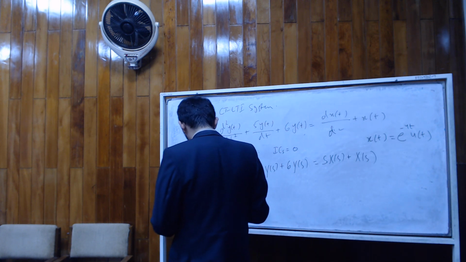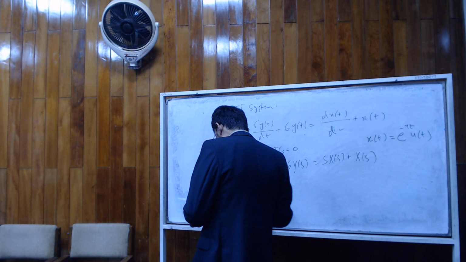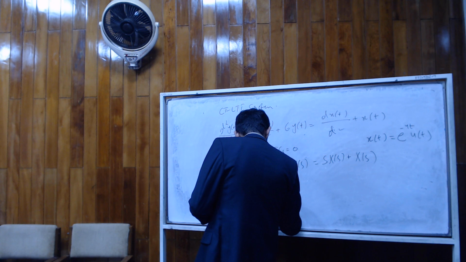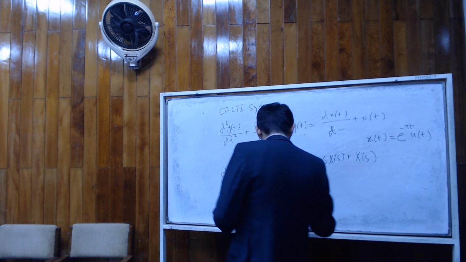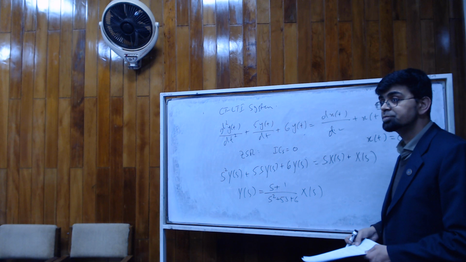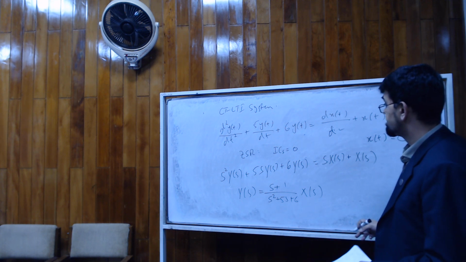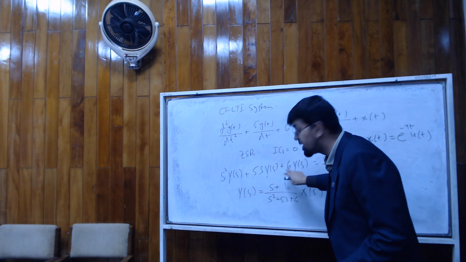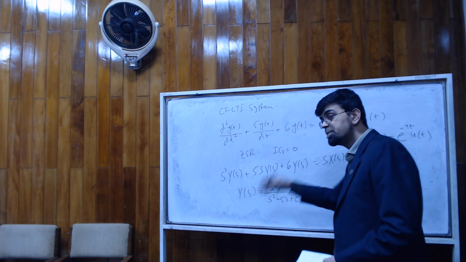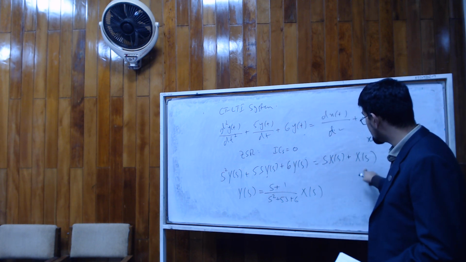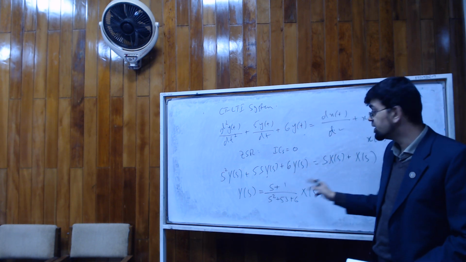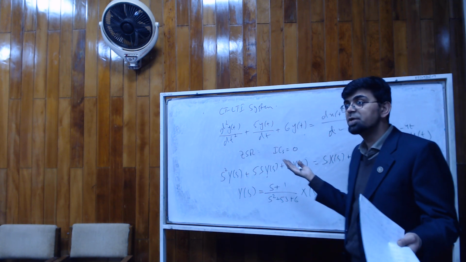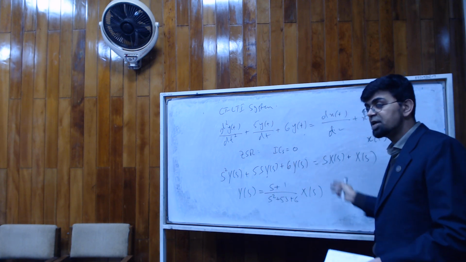I will quickly rewrite the final thing so you can verify that. This is what it should look like. Agreed or not? Take Y(s) common, you are left with s² + 5s + 6. Take X(s) common, you are left with s + 1. See, because of the Laplace, I am dealing with the differential equation as a simple algebraic equation. Just multiply, divide, left, right, everything.